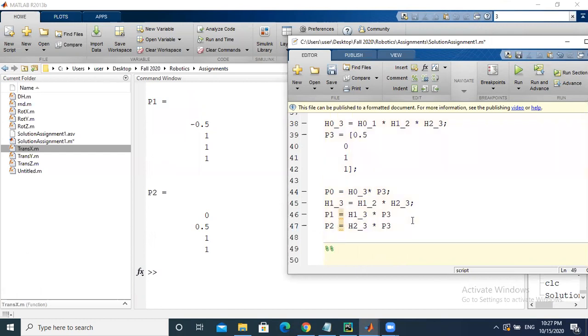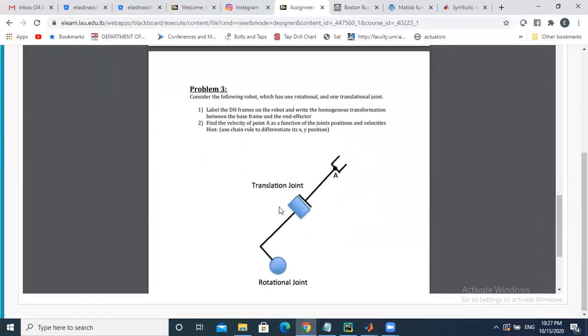Now let's solve problem 3. What do we have here? We have to label the H frames on this robot and find the homogeneous transformation between the base frame and the end effector. So we have to put the H frames on this robot. We'll start by putting the Z vectors. So this is my Z0, and this guy is my Z1, right? Let's actually write it. This is my Z0 here. This is my Z1.